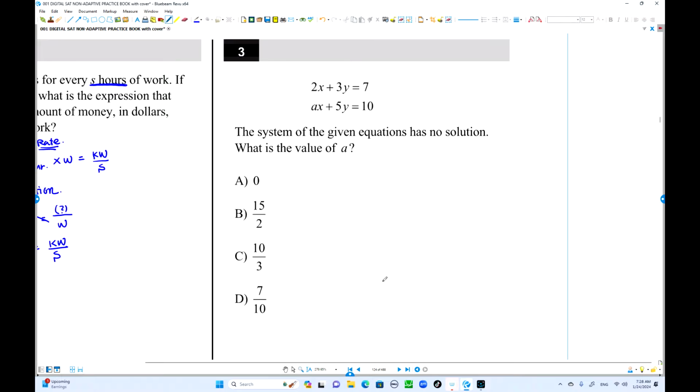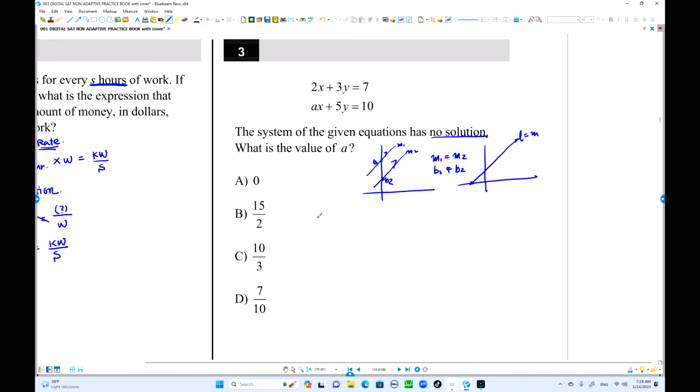Here is number 3. The system of given equations has no solutions. What is the value of A? No solution. Okay, you can use the formula, this is standard form. No solution means what? Parallel and different y-intercept. So the slope is equal, but different y-intercept. B1 and B2 cannot be equal. If they are equal, there is a coincidence, infinitely many solutions. Same line, L equals M, overlap.